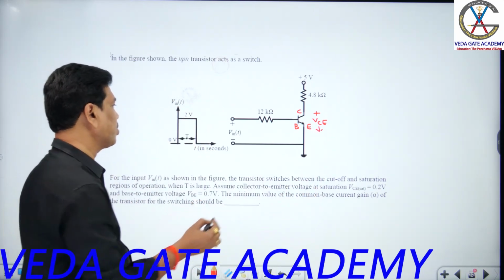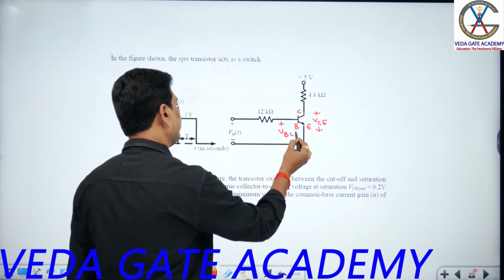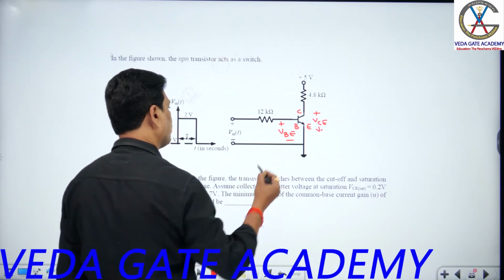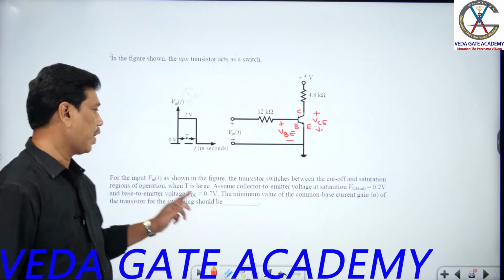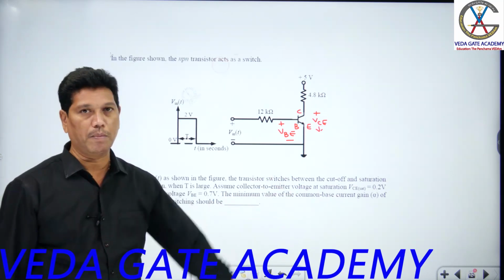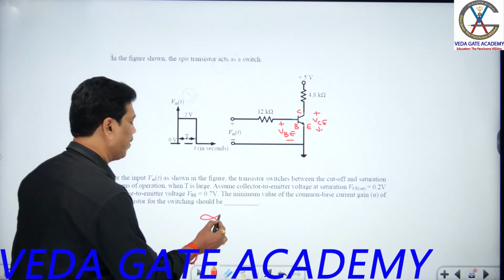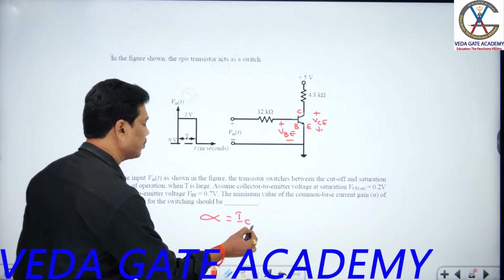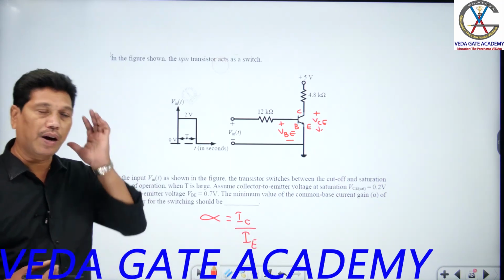And the base to emitter voltage, VBE, is given as 0.7 volt. The minimum value of the common base current gain alpha for this transistor in the switching mode will be. He is asking for alpha, students. Alpha equal to IC by IE. I need to calculate IC and IE.